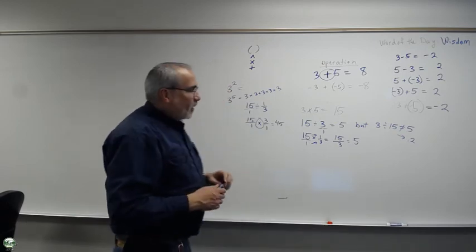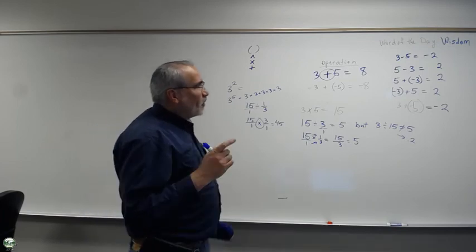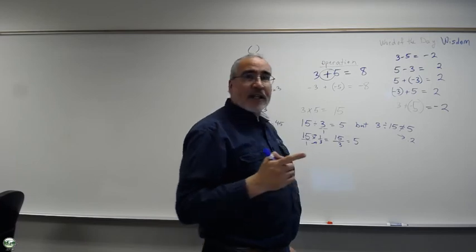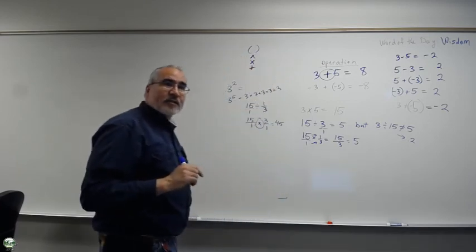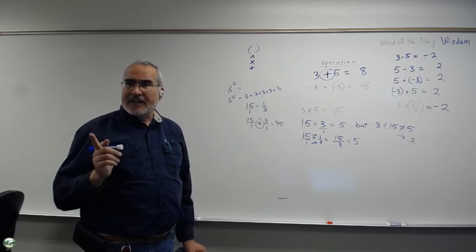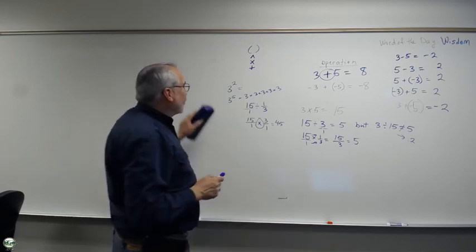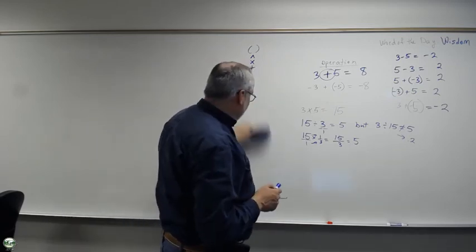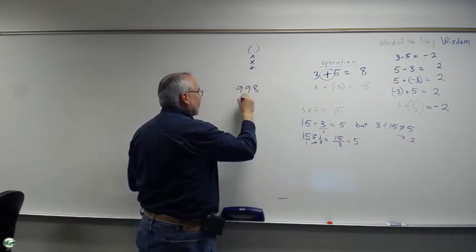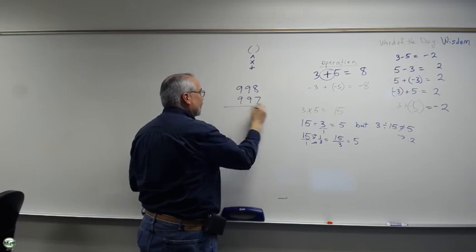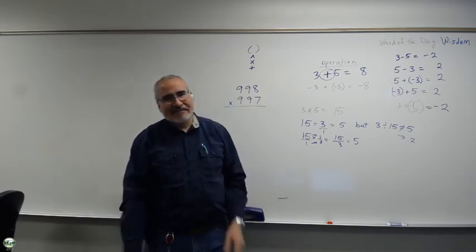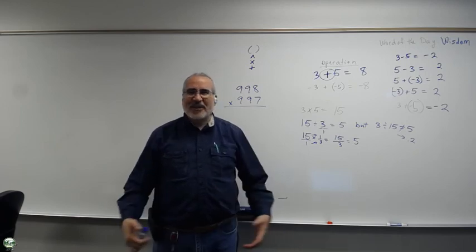Okay, I've got one more trick for you. Did I show you how to multiply really big numbers quickly in your head? 3-digit? Yeah, did I show you this one? Yeah, I did. That was too easy. Okay.